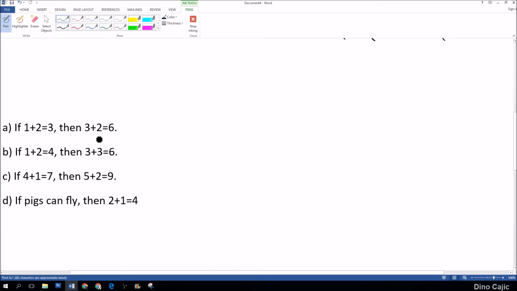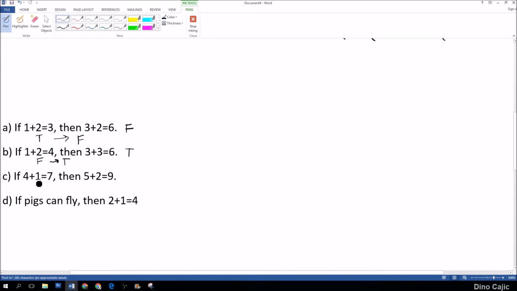What we want to do is determine whether each of these conditional statements are either true or false. So if 1 plus 2 is equal to 3, true, then 3 plus 2 is equal to 6. 3 plus 2 is equal to 5, so it does not equal 6, so that's false. True cannot imply false, so this statement is false. For the next one, if 1 plus 2 is equal to 4, well, that's false because 1 plus 2 is equal to 3. Then 3 plus 3 is equal to 6. Well, that's true. Although the hypothesis is wrong, the conclusion is true. False implies true is, as a matter of fact, true.